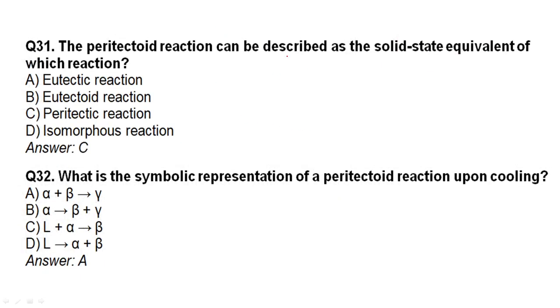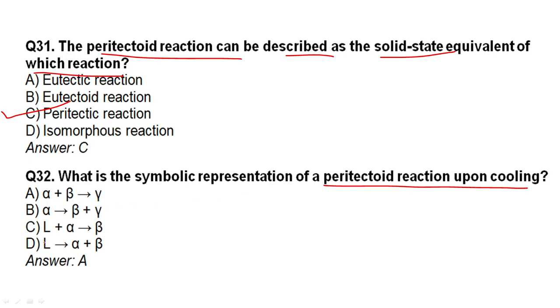The peritectoid reaction can be described as the solid state equivalent of which reaction? Option A, eutectic; B, eutectoid; C, peritectic; D, isomorphous reaction. So the answer is the peritectic reaction. The peritectoid reaction is the solid state equivalent of the peritectic reaction.